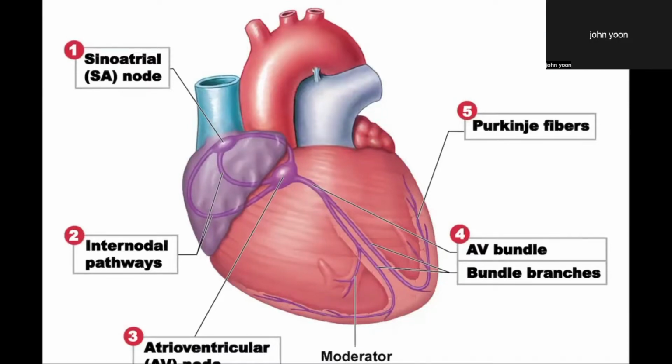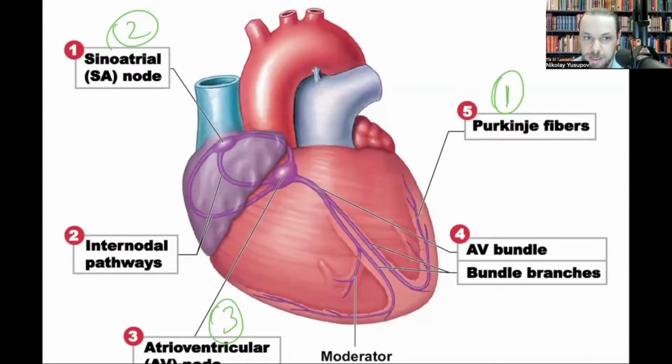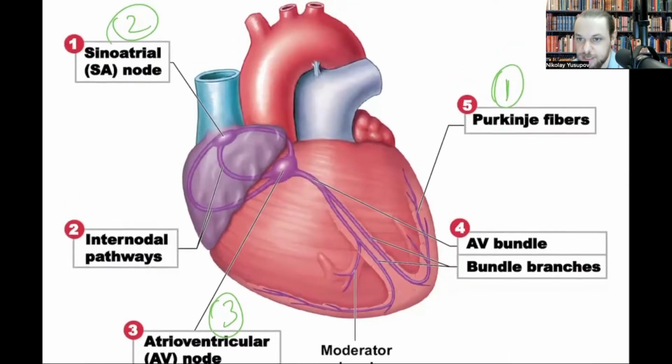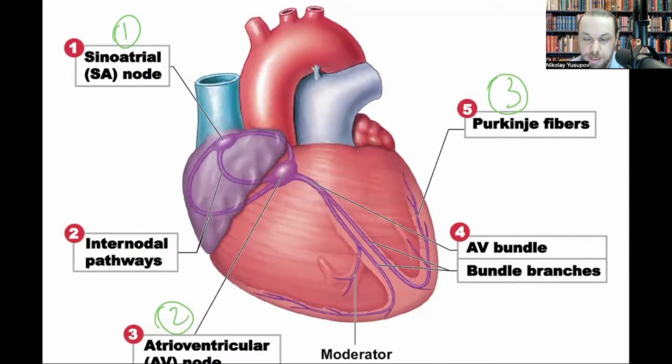Purkinje fibers. Okay, Purkinje is one. What else? SA. Okay. What else? AV node. Right. So these cells, the SA node, the AV node, and the Purkinje fibers, if we do this in the other order, 1, 2, 3, have the capability of automaticity. They can generate the impulse, and they can act as pacemakers.